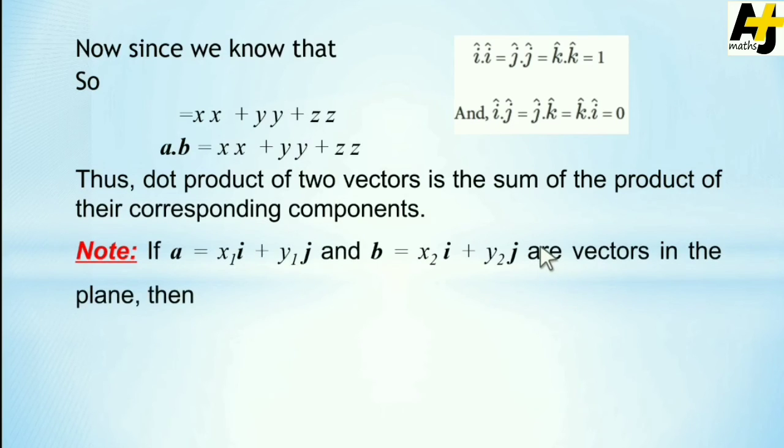Note that if A equal to x1 i plus y1 j and B equal to x2 i plus y2 j are vectors in the plane, then A dot B is simply as above, except that in the above there was a z component and in this one there is no z component in the plane. So A dot B equal to x1 x2 plus y1 y2.